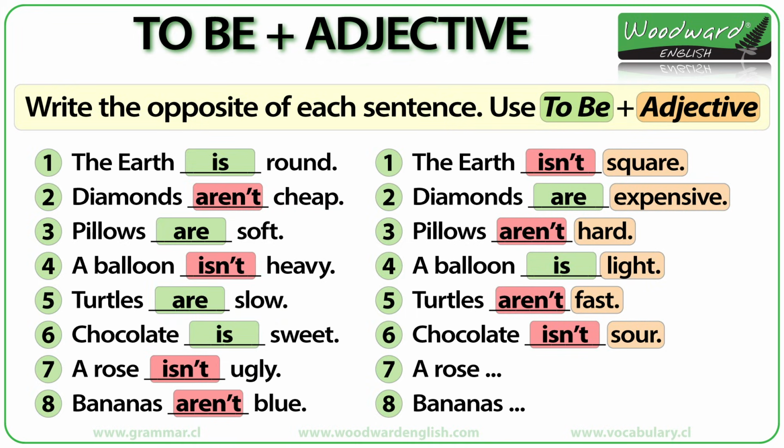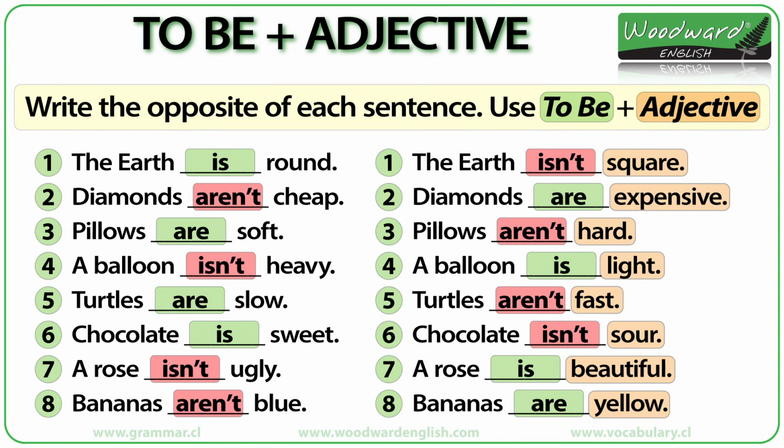7. A rose isn't ugly. A rose is beautiful. 8. Bananas aren't blue. Bananas are yellow.